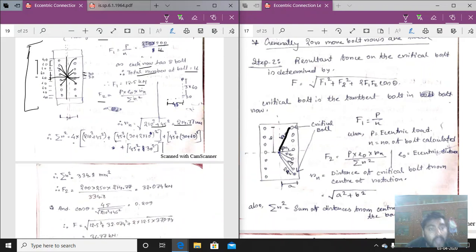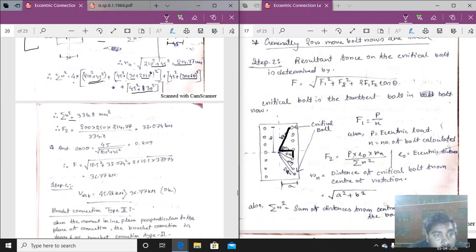So 210 square plus, first R1 means that distance, so square of that distance, which is 45 square plus 30 square, that is from here to here. Next from here to here, that is 45 square plus 30 plus 60 square, and for that the Rn equals that value. Putting the values, we are getting R square equal to 334.8 millimeter square. Putting all the values here, we are getting the summation of that.